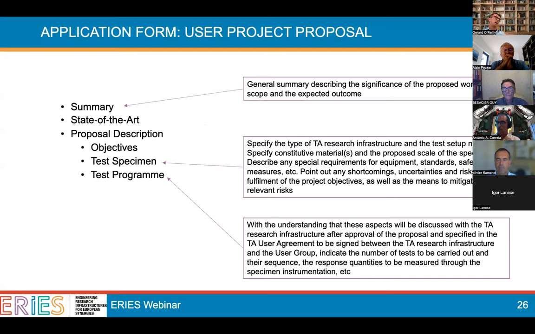So we can see how we're breaking this down into people to summarize what it is they want to do, refer to some of the state of the art, and look at the description and actually describe their proposal. So looking at the objectives, the actual test specimen that they want to look at, and a potential schedule of our program of what it is they, or when they expect something like this to be carried out. And this is something that can be understood better with some interaction with the actual research infrastructure.